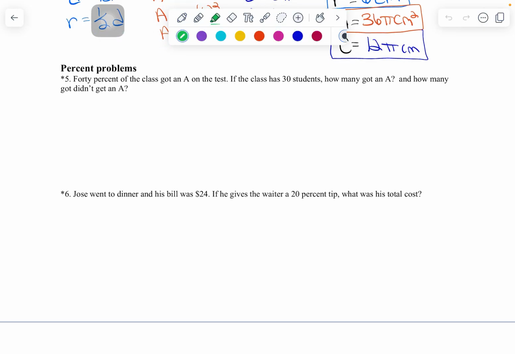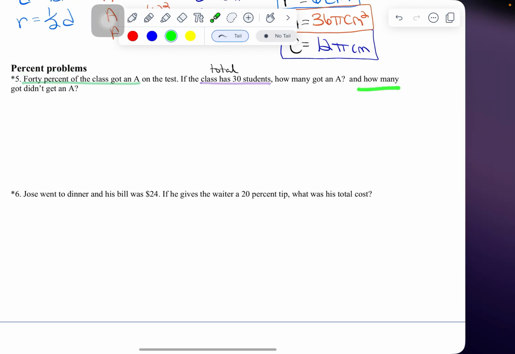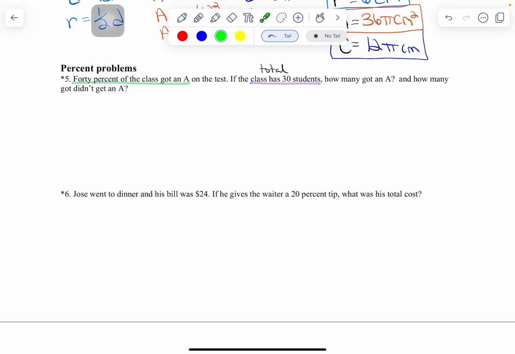Let's read it. So 40% of the class got an A on the test. The class has 30 students. So I'm going to do a quick mark here. This is my total. All right. So then it's asking for two things. How many got A's? And that's going to be the 40% of the class that got an A. How many didn't get an A? Well, that's going to be everybody else.